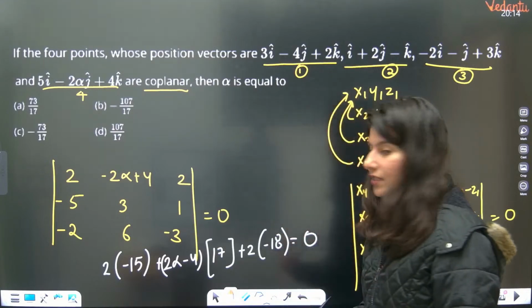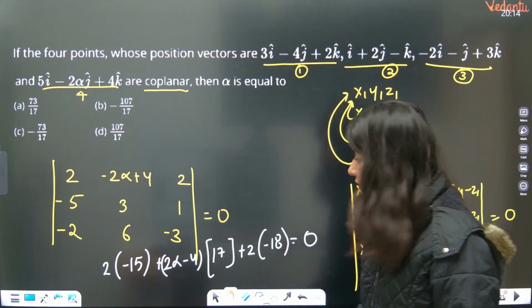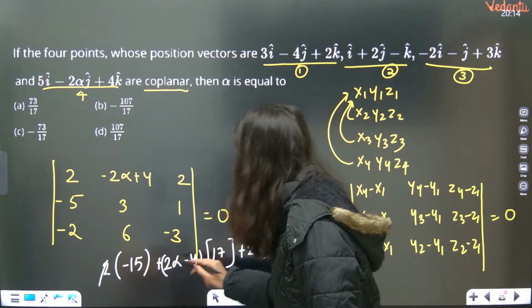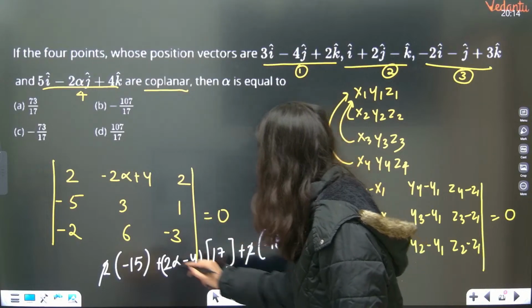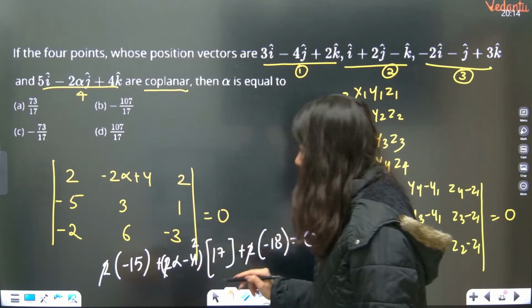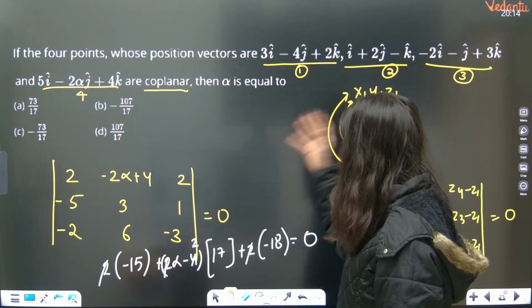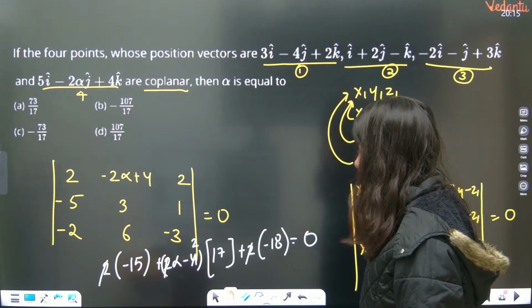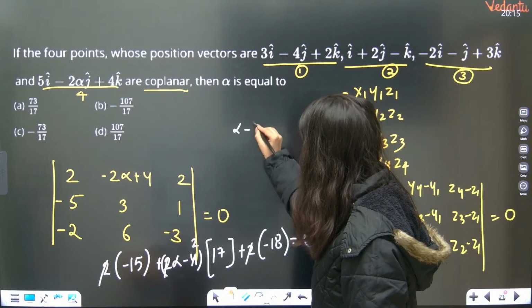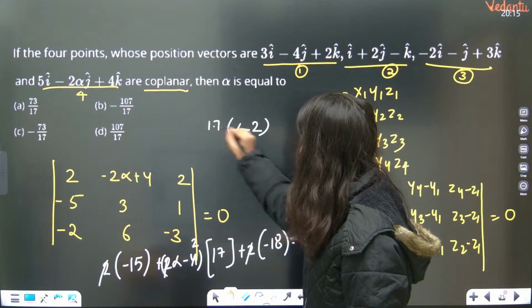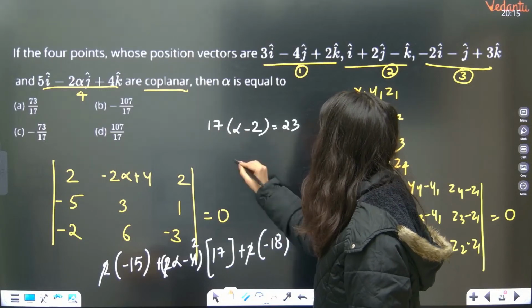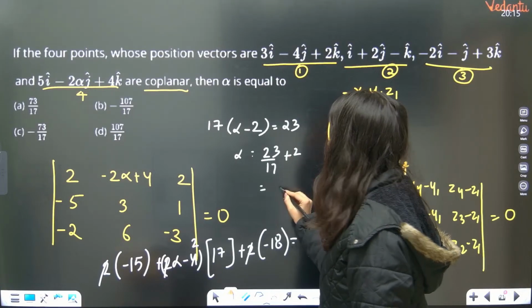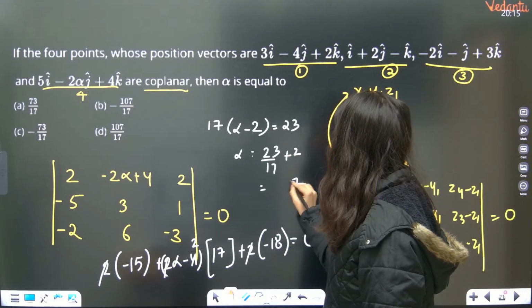If you solve this, what are you going to get? Alpha will be what? Tell me. Now can you see this 2 getting cancelled out? This is also 2. This 2 is gone. So your answer will be minus 15 and minus 18 will go on the right hand side. It will become 23. So alpha minus 2 into 17 is nothing but 23. Alpha is equals to 23 by 17 plus 2.